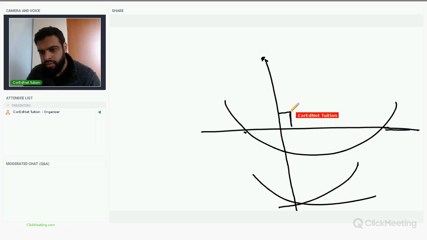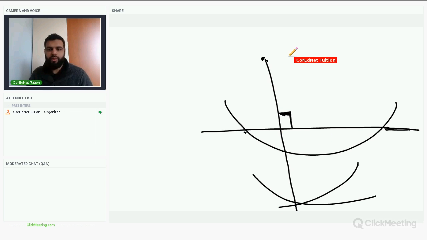Obviously, mine is not drawn properly. And then that's a 90 degree angle from that point X. Okay, so pretty straightforward, guys. Any other issues with that?